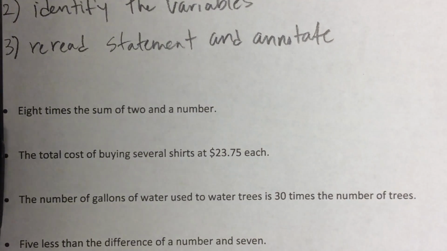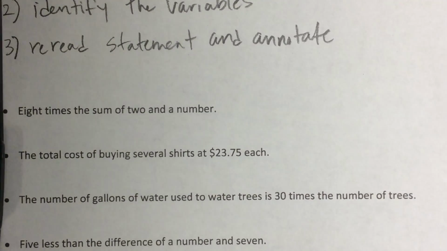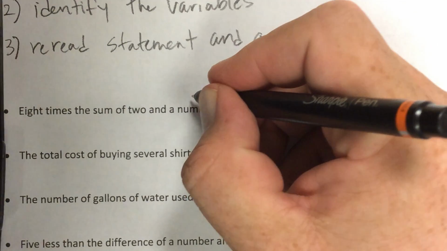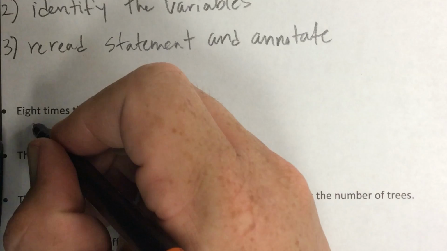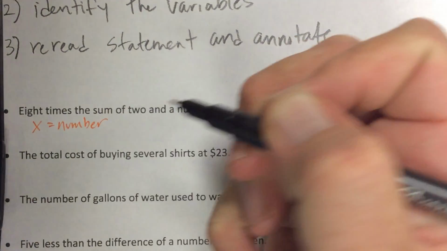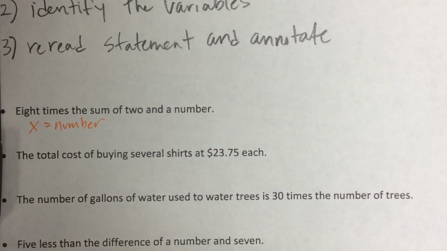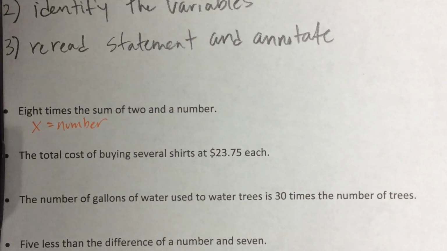Reading that, what's the one thing that could change? What's the one thing that could be different? What's the one thing that would be a variable? It would be the number. I don't know what the number is, so that's my variable. That's going to be my x. I'm trying to figure out what the number is. So I'm going to make sure to write down and identify my variable first before I do anything else.